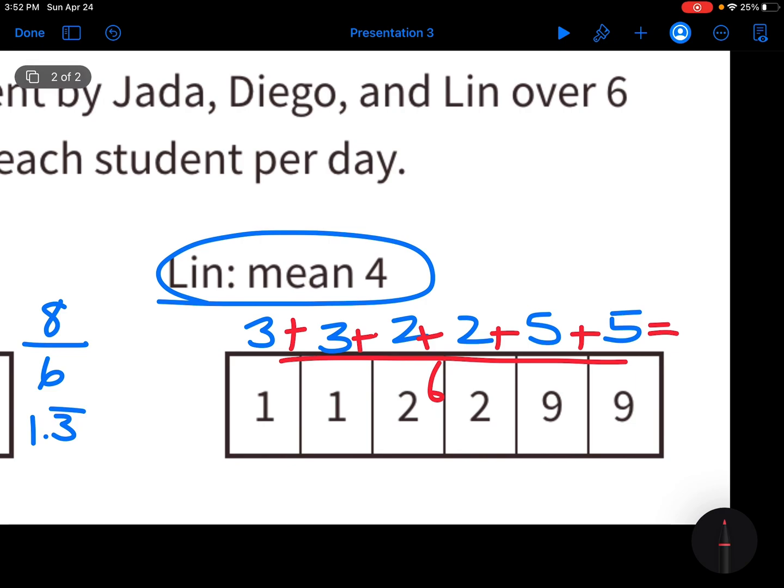So 3 plus 3 plus 2 plus 2 plus 5 plus 5, I get 20. And I'm going to divide by 6 because there are 6 numbers in the data set. So 20 divided by 6 gives me a mean absolute deviation of 3.3 repeating.